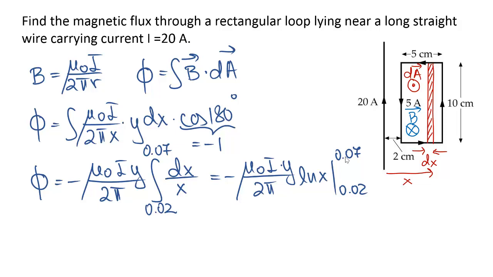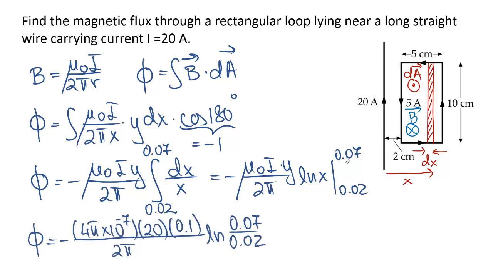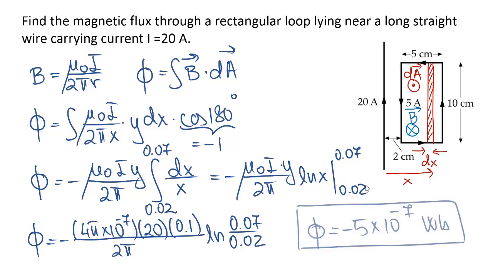All we have to do is replace the values given by the problem. μ0 is 4 pi times 10 to minus 7. The current is 20 amps. The height y of the area we have chosen is 10 centimeters or 0.1 meters, divided by 2 pi times the natural log of 0.07 divided by 0.02. That's when you put in the upper and lower limits of integration. Using a calculator, we obtain that the flux through this rectangular loop is -5 times 10 to -7 Webers.